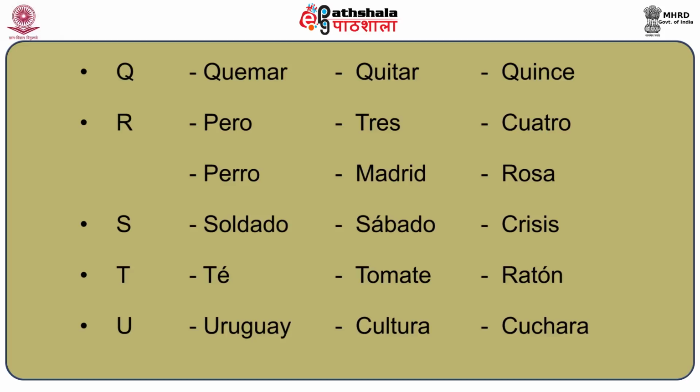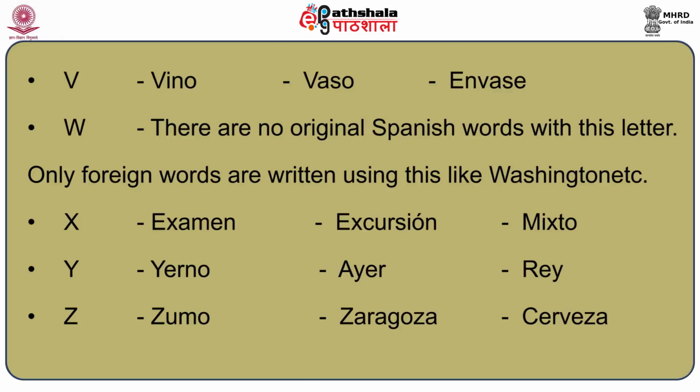It is like the T of Hindi, that is Te. So T will be Te. Examples with Te are té, tomate, ratón. U is pronounced as U, as in Uruguay, cultura y cuchara. V is pronounced as Uve, as in vino, vaso y envase.